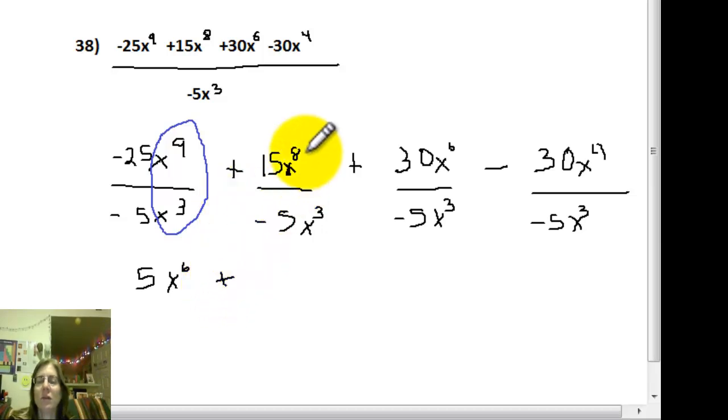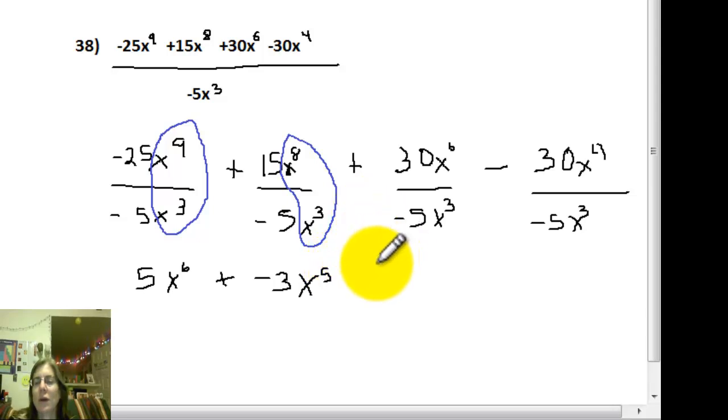We'll bring down that plus. We have x to the 8th and x to the 3rd. We subtract our exponents. That would be 8 minus 3 is 5. So we have x to the 5th. It's a positive, so it's on the numerator. 15 divided by 5 is 3. It's a positive divided by a negative. That is negative 3.